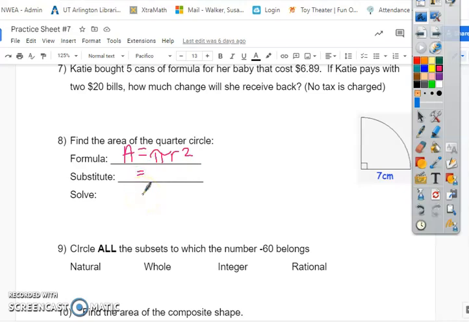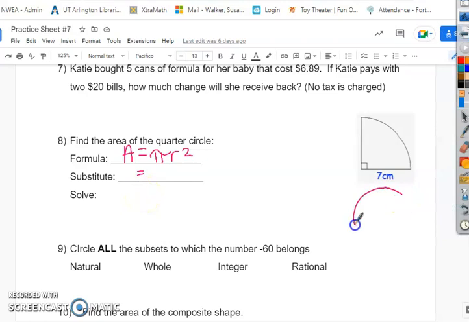I'm going to draw this just to make sure you understand, okay? This is a quarter circle. So this part here, that basically is this, okay? So this length goes to here. So that's 7, okay? That is 7 right there. That is the radius. You do not take half of it, okay? That is the radius.